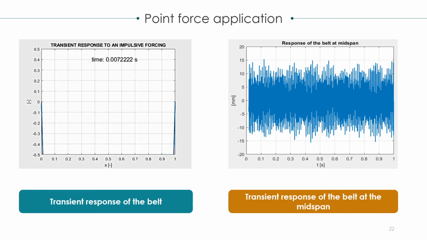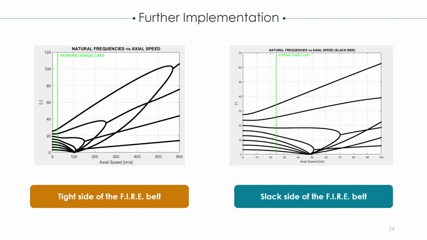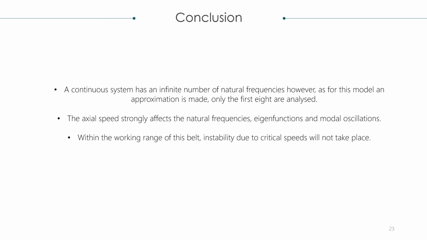To conclude, a continuous system has an infinite number of natural frequencies. However, as for this model an approximation is made, only the first 8 are analyzed. The actual speed strongly affects the natural frequencies, eigenfunctions, and model oscillations, in the manner I just explained.